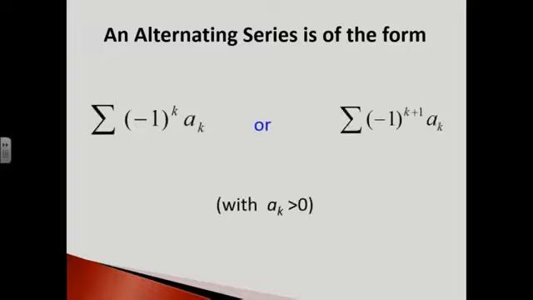The first class involves series of the form sigma (-1)^k multiplied by a_k. The second class involves series of the form sigma (-1)^(k+1) multiplied by a_k. In both cases, a_k are positive.